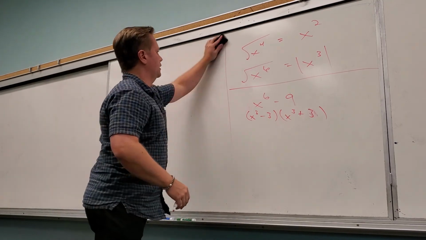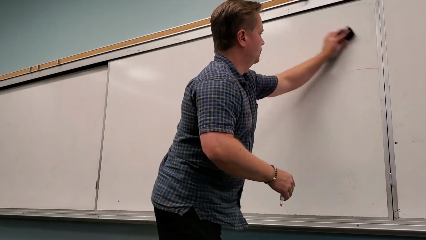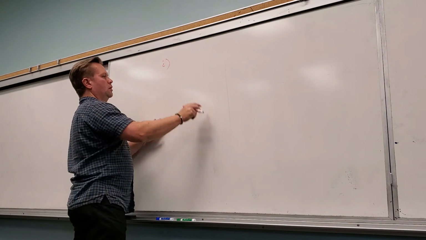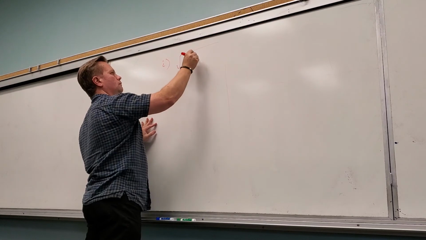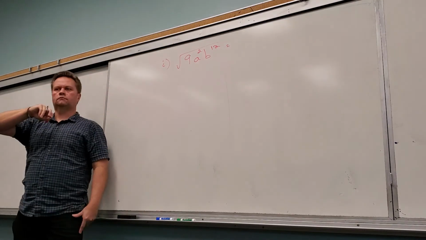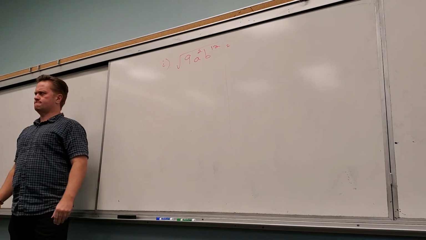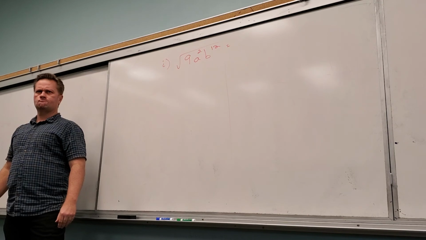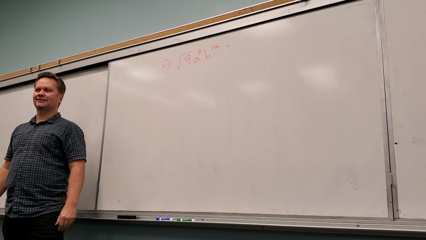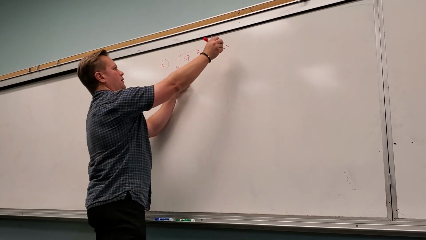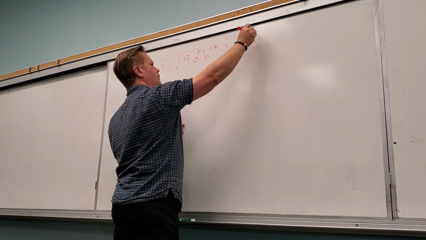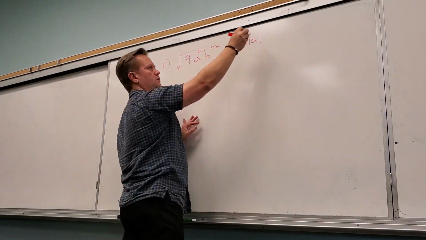Let's come back to something we actually have to be able to do here. What do you guys think about this? Let me start to number things. We just cut everything in half? Yes. So the square root of 9 is? 3. The square root of a squared? A. The square root of b to the 12th? The absolute value.